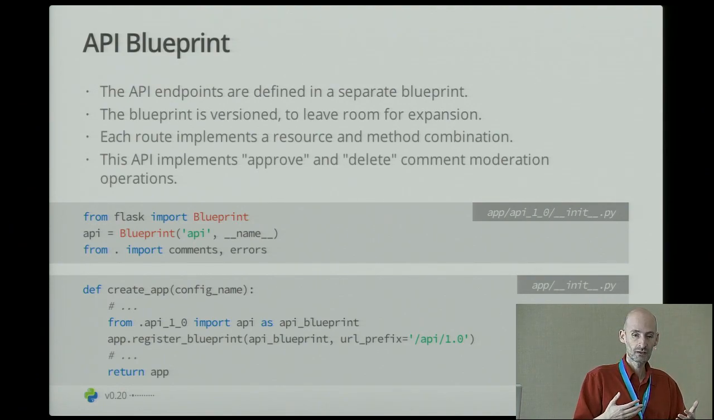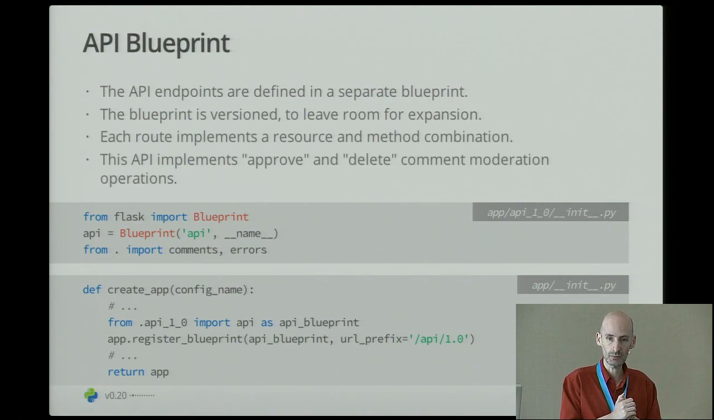Okay, so blueprints are nice because you can have multiple APIs, each in its own blueprint, so all the versions can coexist and be running at the same time. So this one, I'm going to call it API 1.0. That's the name of the package, and that's where the blueprint will be stored. And I'm going to give it a prefix when I register it, and the prefix will be /API/1.0.